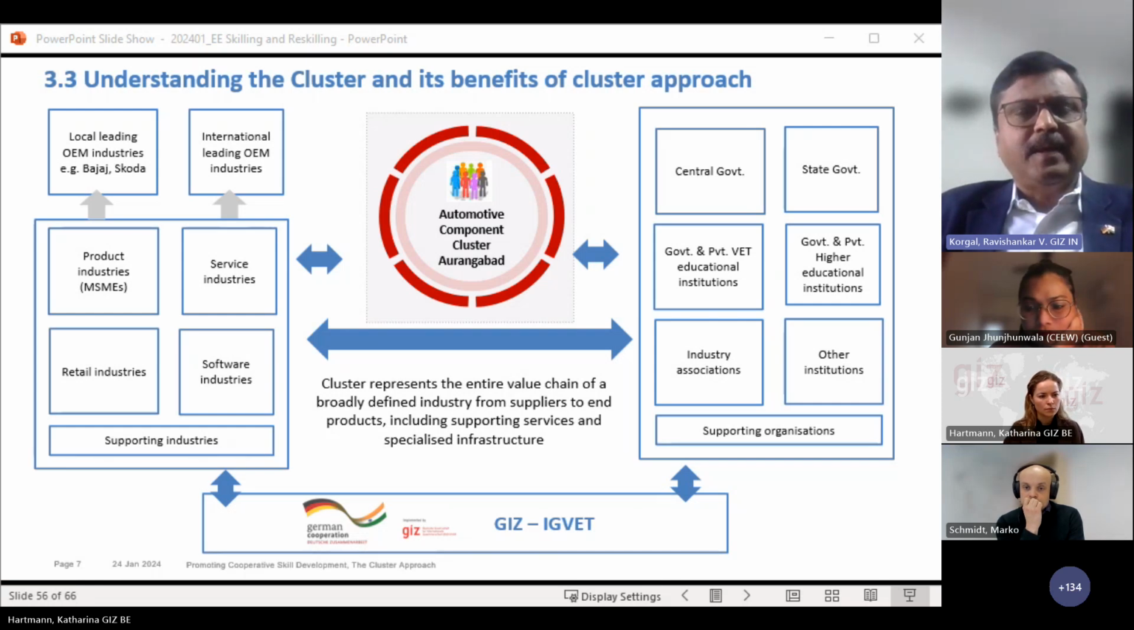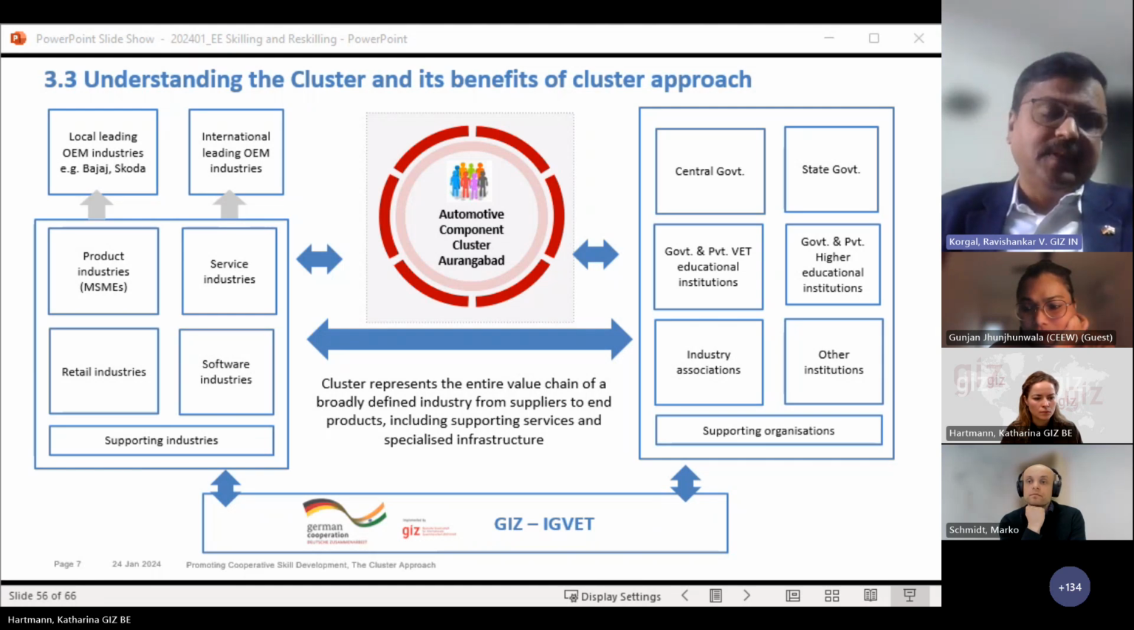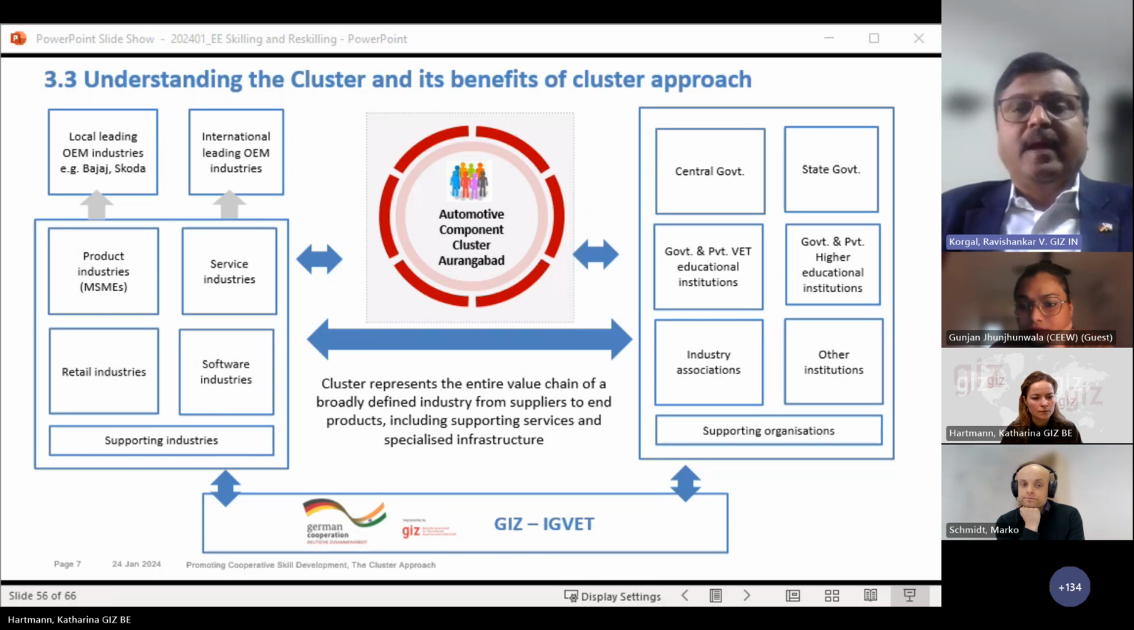And here we classified the organizations into two categories. On one side, the industries, and on the other side, the organizations who are involved in facilitating the skill initiatives. So we became mediators or facilitators for all these skilling initiatives, and we try to bridge the gap between these two groups of organizations. If you consider the supporting organizations, we mainly work with industry associations, other institutions, and also government institutions, vocational training institutions. Vocational training institutions are called ITIs in India, and also private and government higher education institutions, in the private sector and also the government sector.